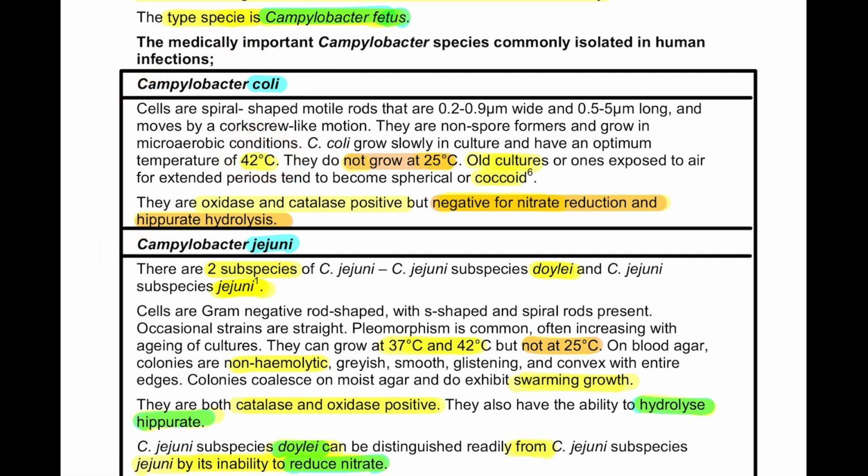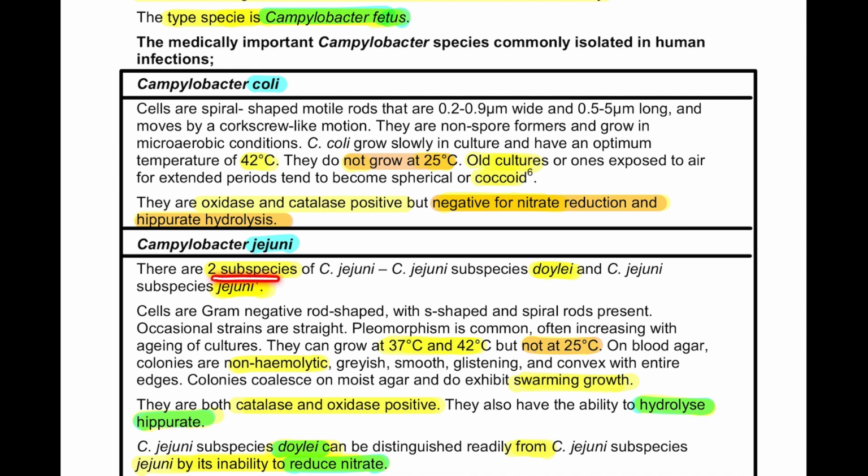Coli grows at 42 degrees centigrade, and jejuni also grows at 42. So both are thermophilic species. Both do not grow at 25. And both are oxidase positive and catalase positive. Now, how to differentiate them? Coli is nitrate reduction negative and hippurate hydrolysis also negative, while jejuni is hippurate hydrolysis positive. So Campylobacter jejuni is hippurate hydrolysis positive. We have to keep that in mind.